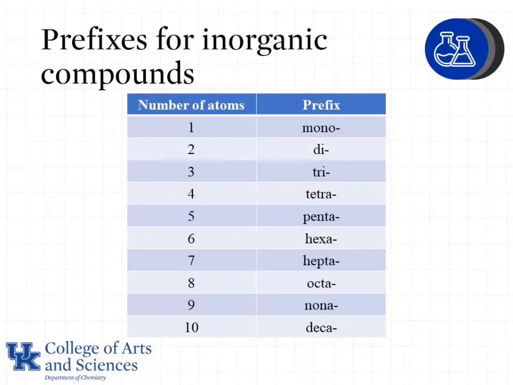So for these inorganic compounds, we have a set of prefixes, and each of those prefixes tells us about the number of atoms. For example, if we have one atom of a certain type of element, we would use the prefix mono. If we have two atoms, we'd use the prefix di. We're going to learn all the way up to 10. There are additional ones beyond that, but we're not going to go any farther than 10. So you are expected to know this list of prefixes. Some of them are easier to remember than others. For example, 8 has the prefix octa, sounds like octagon, which has 8 sides.